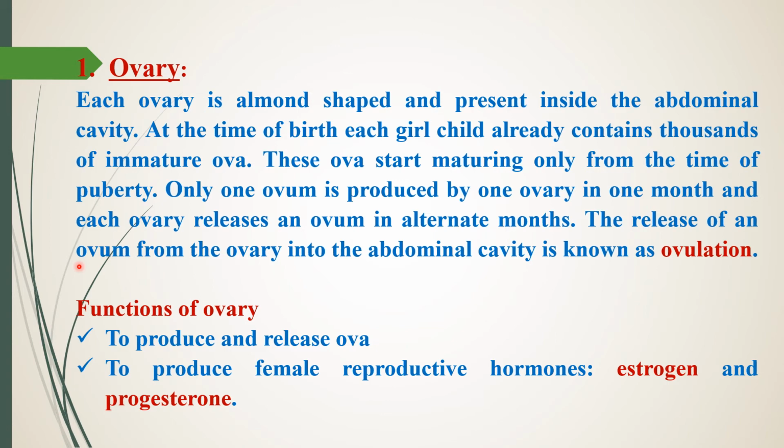Now what is the function of the ovary? The main function is to release ova and to produce the female hormones such as estrogen and progesterone. When we studied the testis, which hormone did it produce? Testosterone. So you have to remember that the male reproductive hormone is testosterone, and in the female it is estrogen and progesterone.